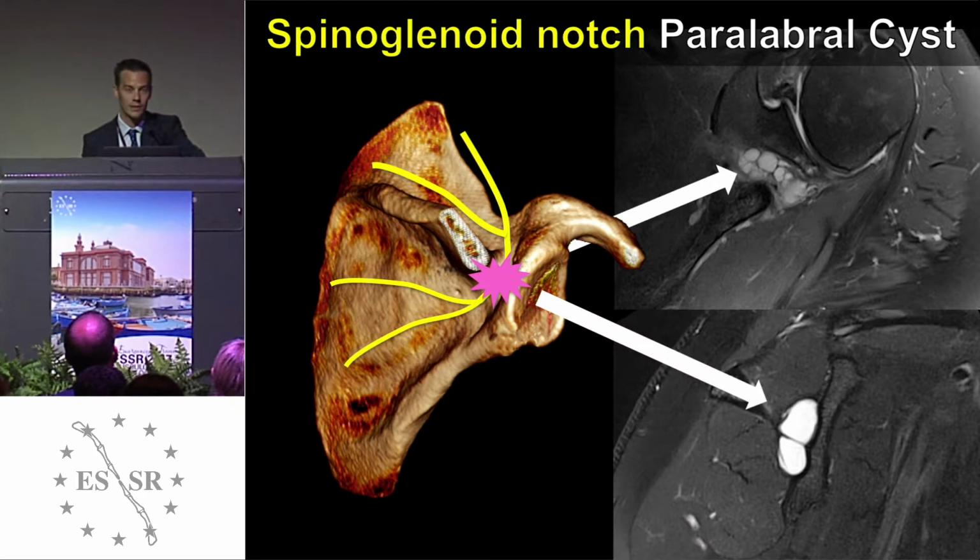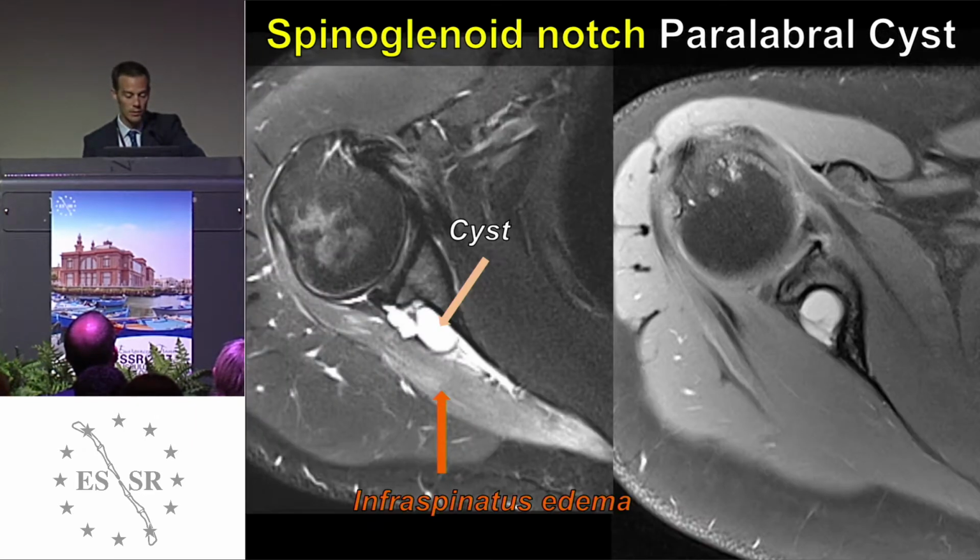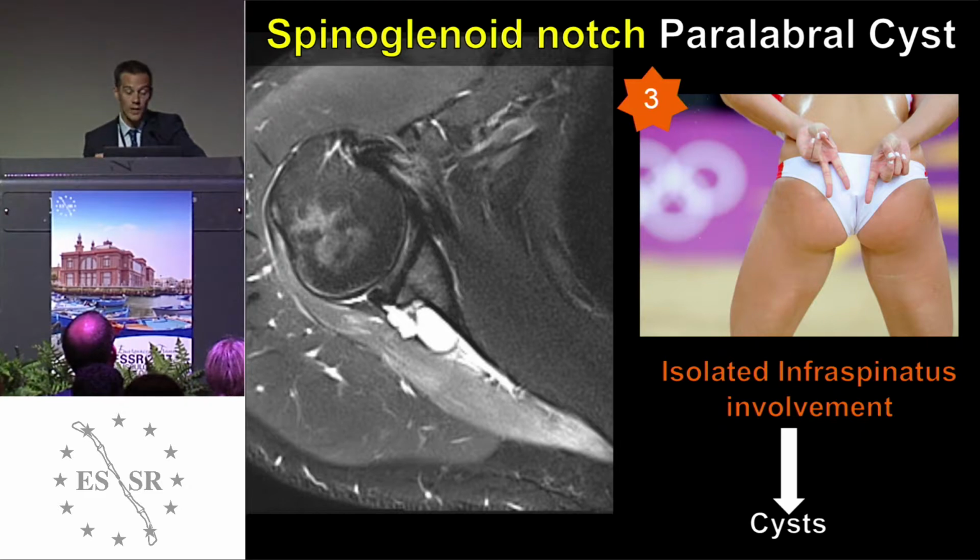And as I told you before, one of the very frequent, probably the main, causes of entrapment at this level are paralabral cysts. Here I have an example of a tennis player that has signs of acute infraspinatus denervation. You see the edema, and you see that the edema occurs only at the level of the infraspinatus. We related this denervation to the occurrence of the cyst, as you can see here, a posterior paralabral cyst. So, message number 3: if you have an isolated infraspinatus involvement, look for cysts. It's sometimes not visible because here it's bright, it could be gray, it could be dark, so you have to look specifically for it.